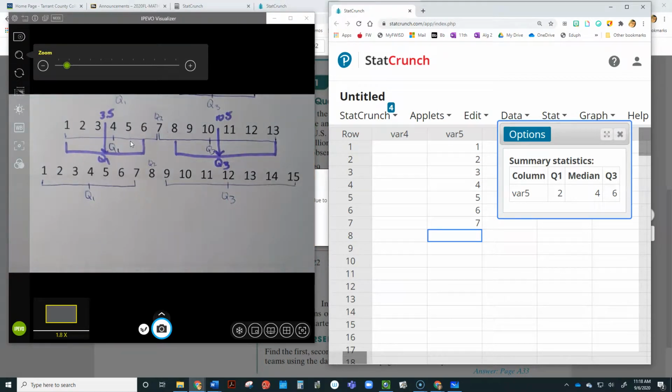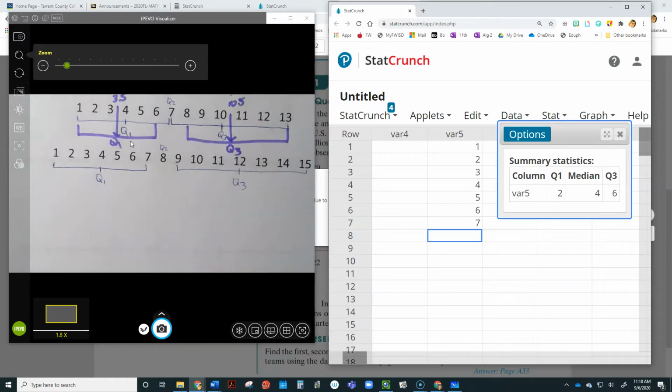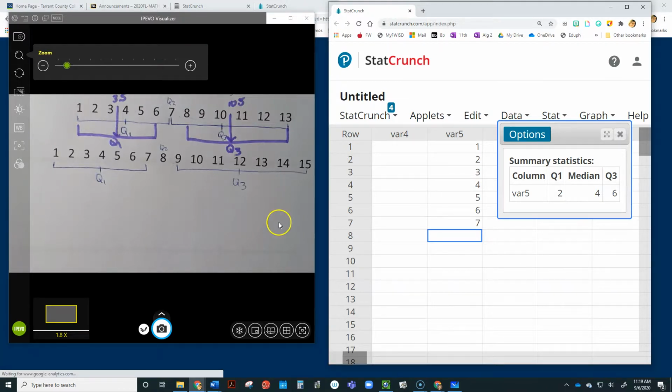So if you're doing it by hand, you might get a different answer, and I just want you to understand why. It's up to you. If you want to always show your work and want it to match StatCrunch, you can remember that. Otherwise, you can follow the rules in the textbook. Either way, it's not going to matter to me.